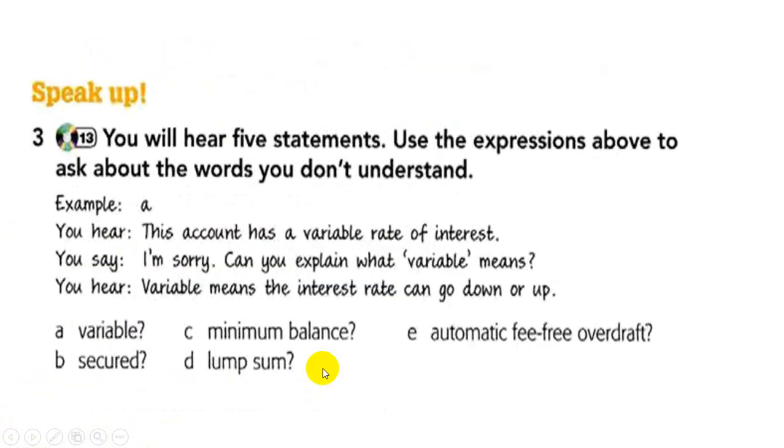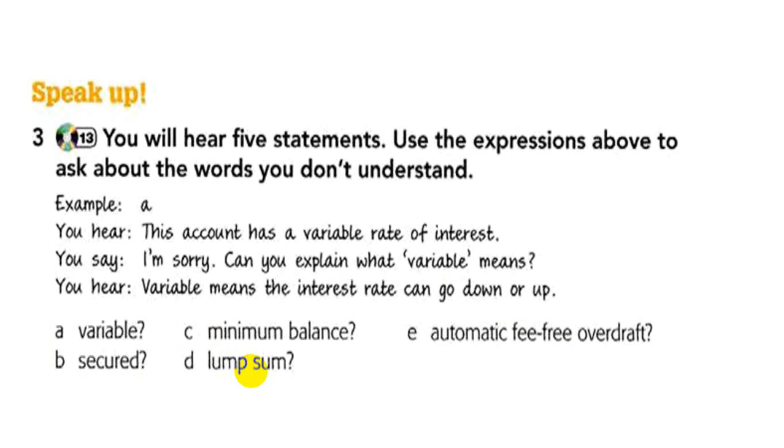Okay, now let's move to Speak Up number 3. We will listen together and hear 5 statements. Use the expressions above to ask about the words you don't understand. So we are going to listen to 5 conversations or 5 statements, let us say. There are some words that we, me and you, will not understand, and we want to make sure what these things mean. Okay, let's listen together and decide how to ask for the misunderstood word, or the mystery word.